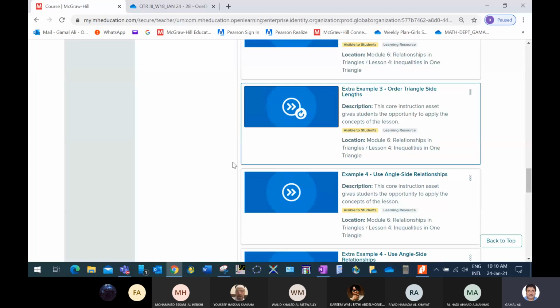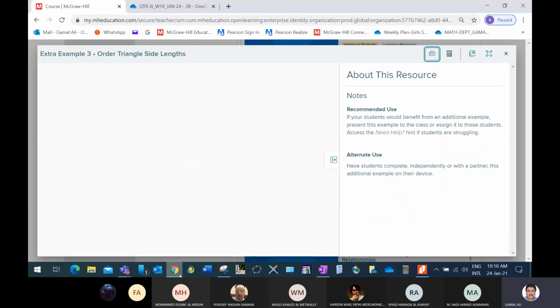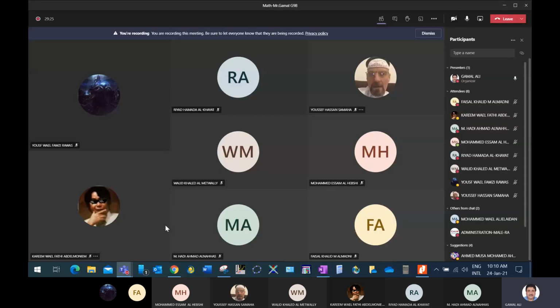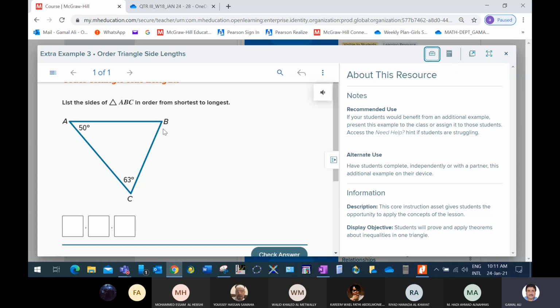Who wants to check his answer or to check his understanding? I want to choose Yusuf. Yusuf Rawas, you don't want to share with us? Yes, mister. Can you share with us? Okay. Look at this example, Yusuf.